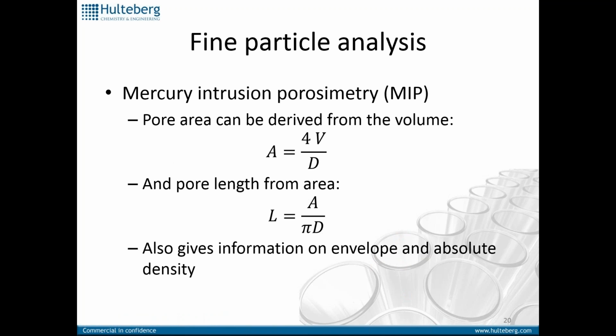The pore area can then be calculated by simple geometric relationships as well as the pore length, and we can also obtain information on density as well as tortuosity, so how much the pores are turning and twisting inside the material. So quite a useful technique, but it should be used with caution due to the use of mercury.